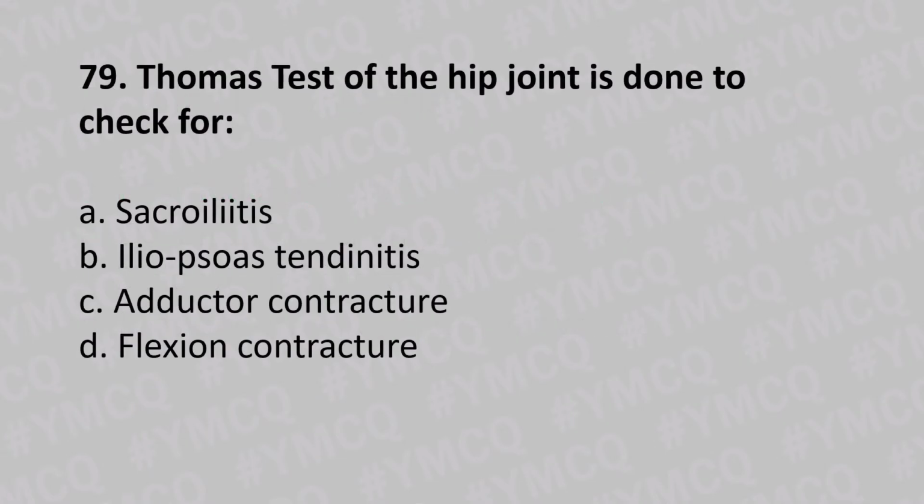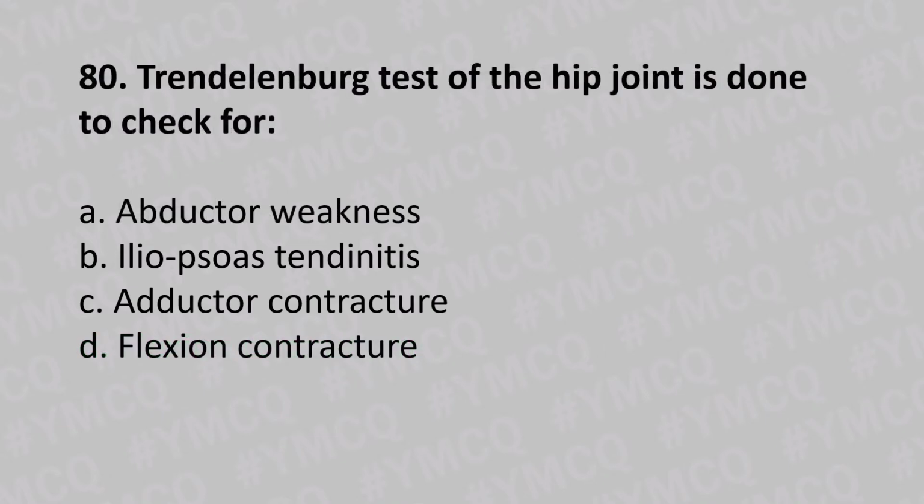Moving to our 79th question. Thomas test of hip joint is done to check for option A, sacroiliitis. Option B, iliopsoas tendonitis. Option C, adductor contracture. Option D, flexion contracture. And the answer is option D, flexion contracture.